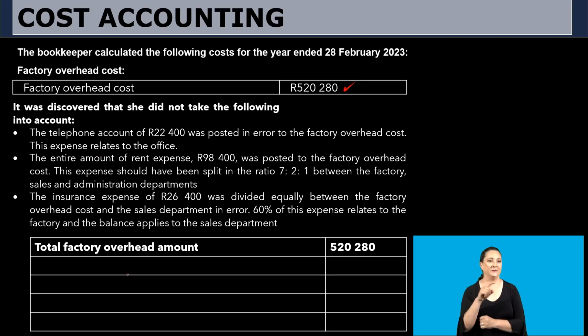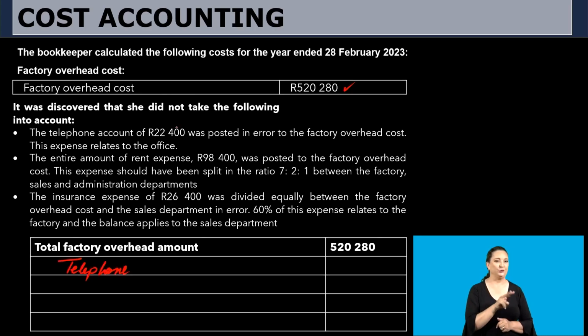So I'm going to come here and say telephone. This telephone amount of 22,400 was posted in error to the factory, so I'll subtract it, minus 22,400. It was not supposed to be under the factory overhead amounts, so I will subtract it. Number two, we've done that one. Let's come to this one.